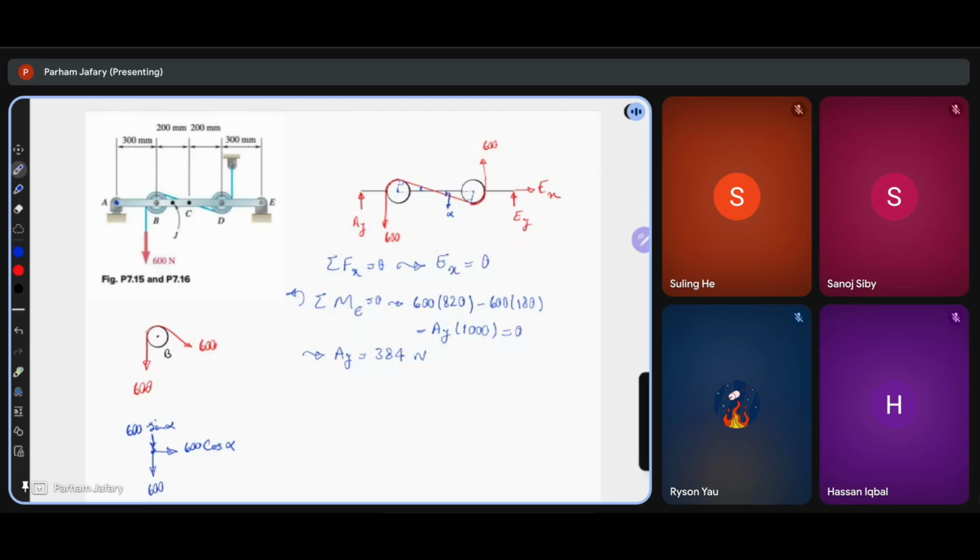Okay, since the only Y components in our free body diagram are AY and EY, we can simply say, using sigma f of y, we can say that EY is also 384. Okay? The only difference is the direction is different. Right? EY is downwards. Okay? Does it make sense?